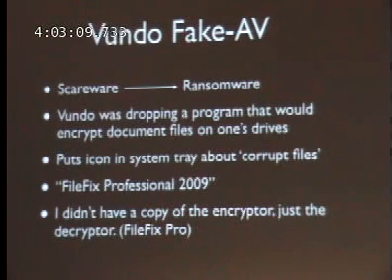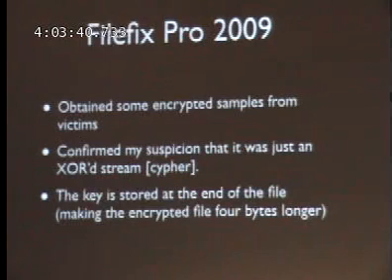Earlier this year, it started dropping a program that would encrypt all your document files, and then it would pop up a little message box from the system tray saying that Windows has just detected file corruption, and click here to fix it. It all looked like an official Windows system dialog box. I didn't actually have a copy of the malware that was doing the encryption, but I did have a copy of the decryptor, which is all I needed.